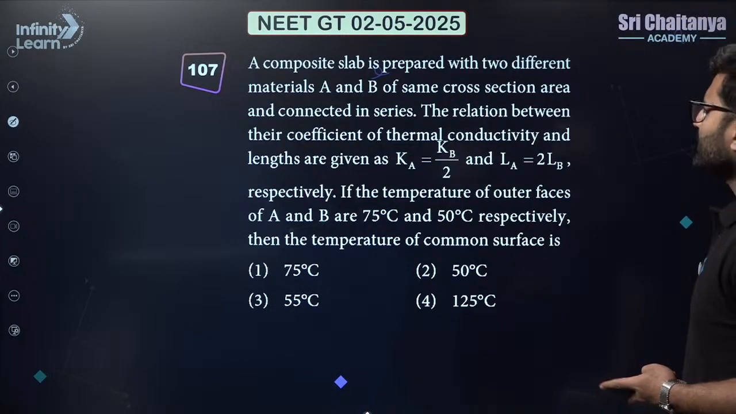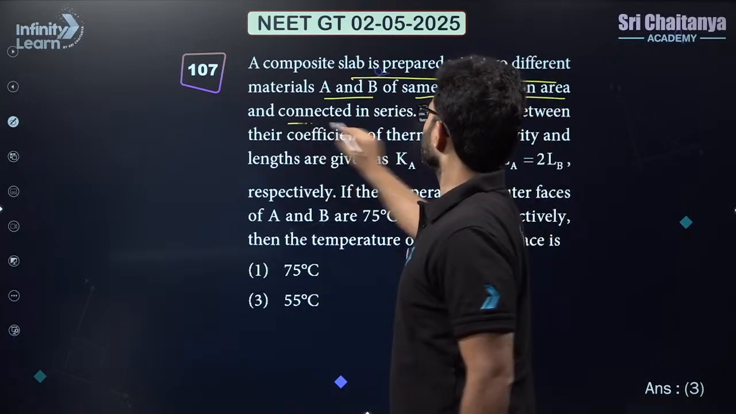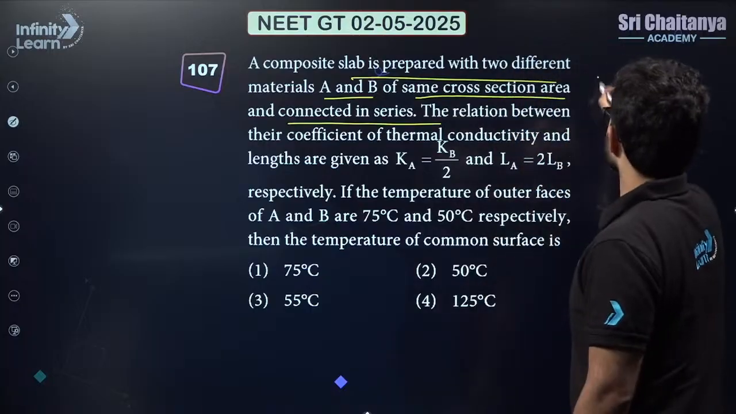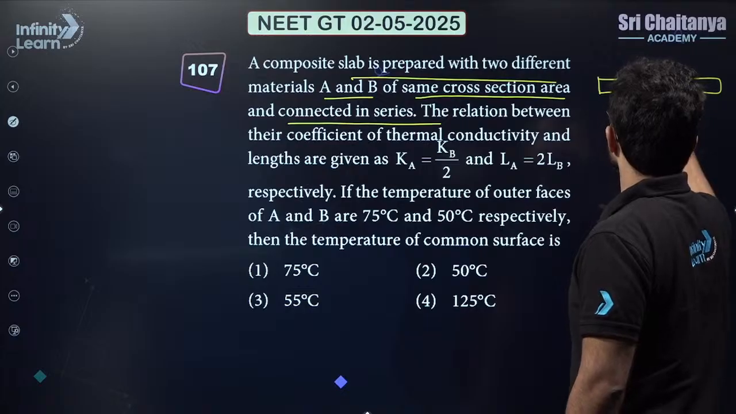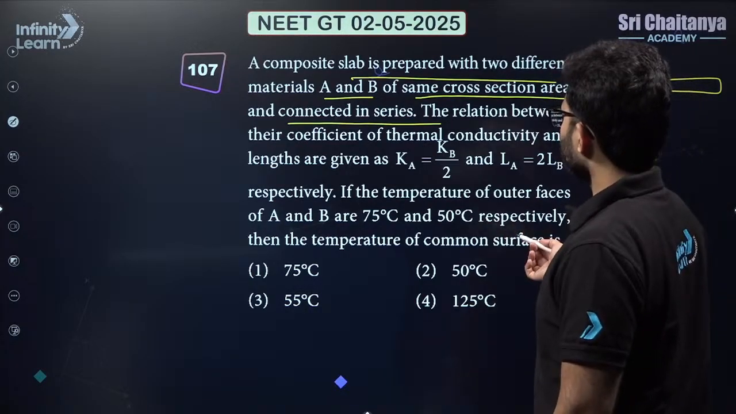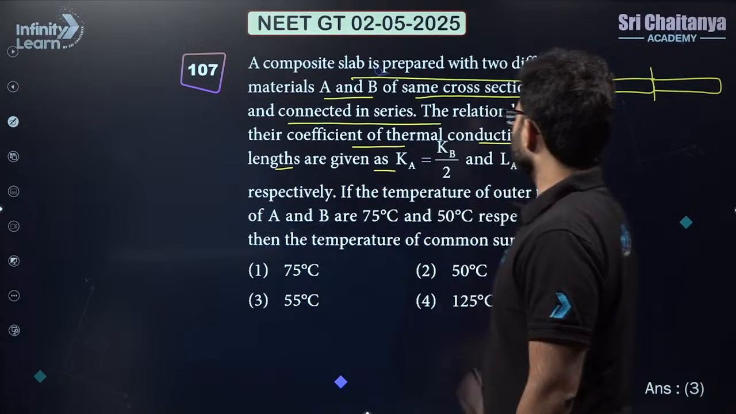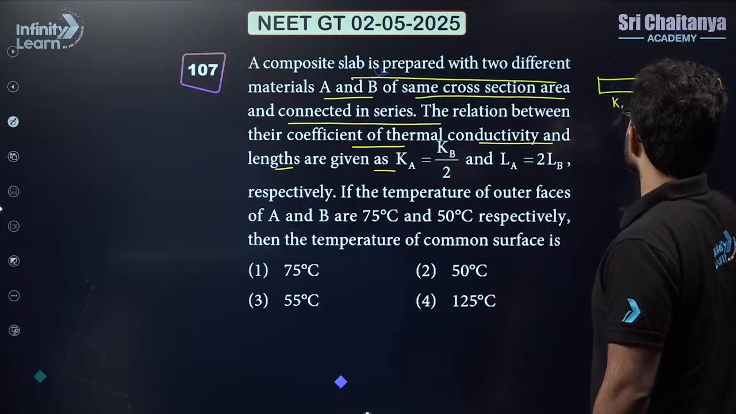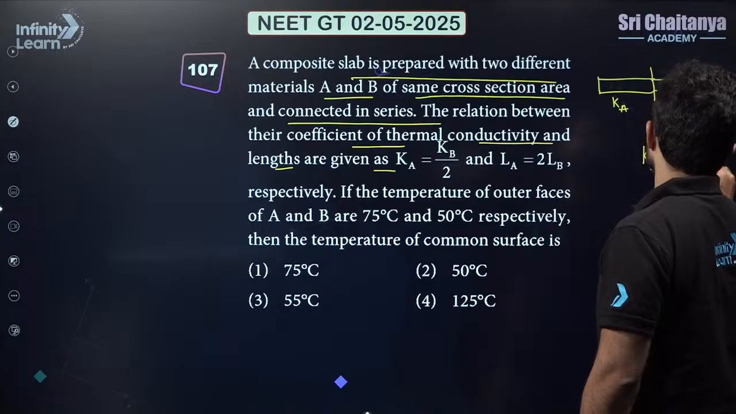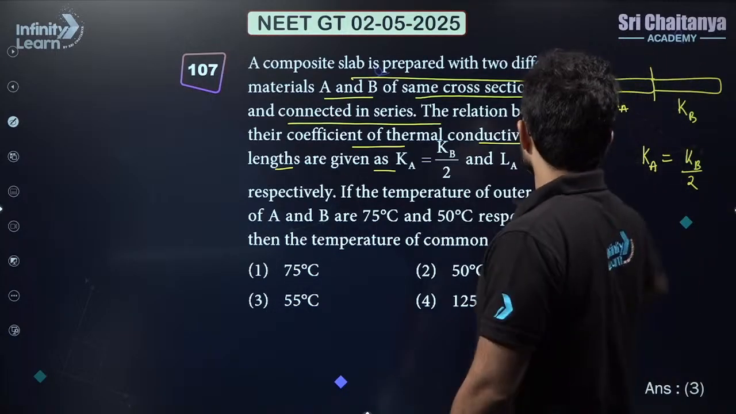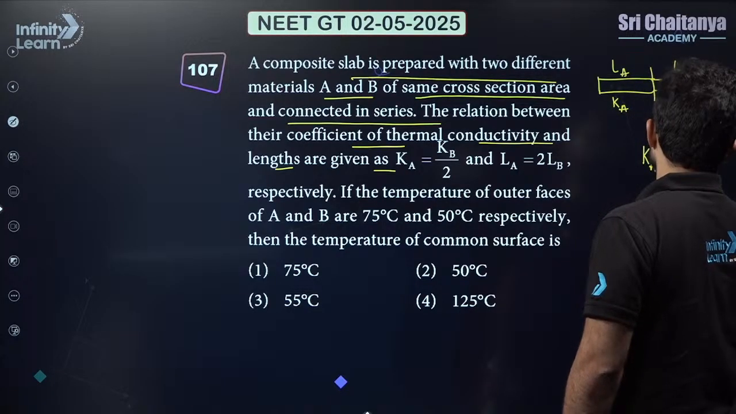From here you will calculate the value, correct? Next, a composite slab is prepared with two different materials, A and B, of same cross section and connected in series. So we are connecting two here like this. Cross section is same. They are connected in series. The relation between the coefficients of thermal conductivities is given as Ka is equal to Kb by 2. So let's say this is Ka and this is Kb. Length is twice. So if this is LA and this is LB, we have the ratio LA is equal to twice of LB.